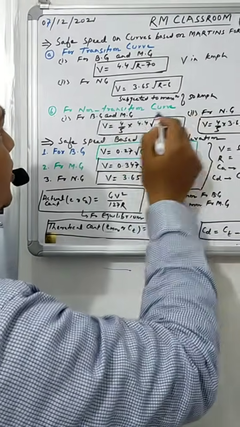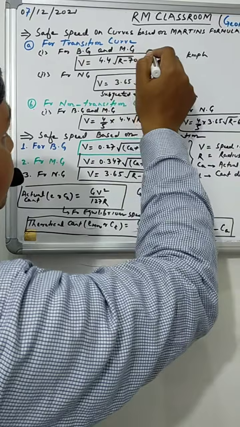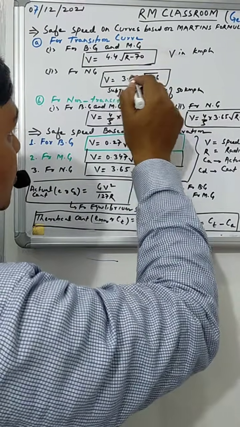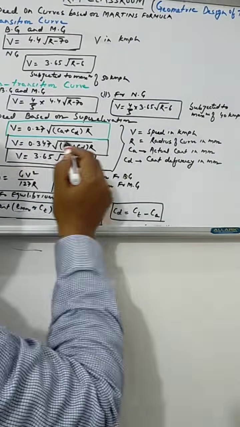For non-transition curve, velocity can be computed by 4 by 5 times the velocity of this for broad gauge and meter gauge, and for narrow gauge, the velocity is 4 by 5 times the velocity of this, and subjected to a maximum of 40 km per hour.